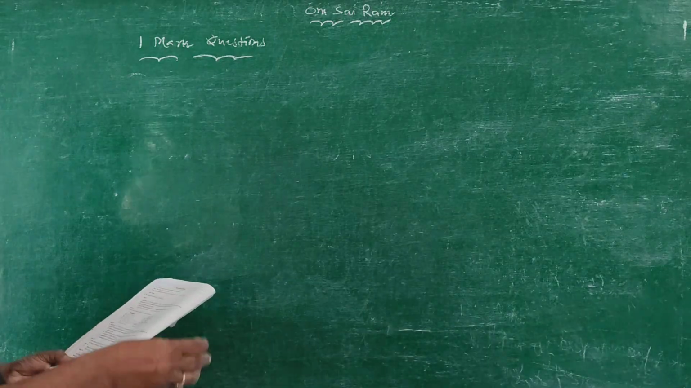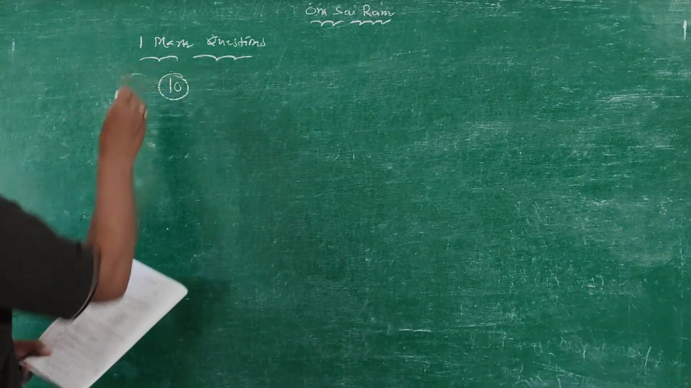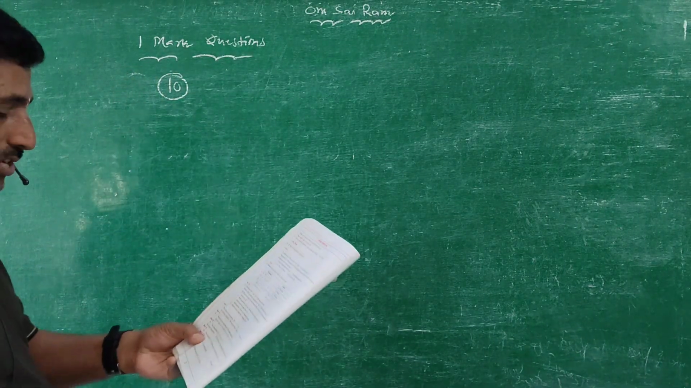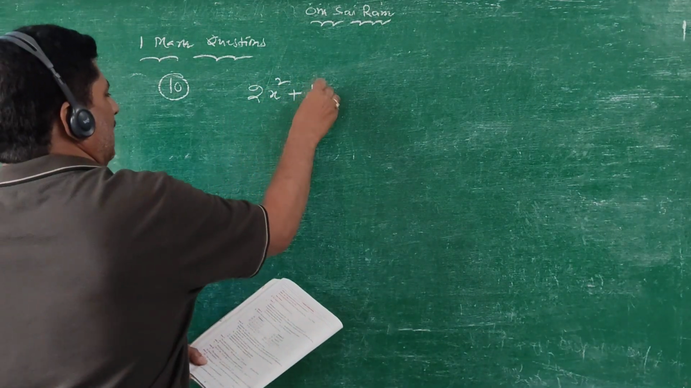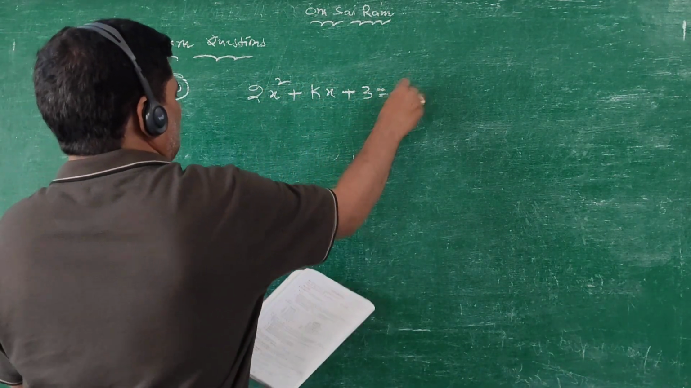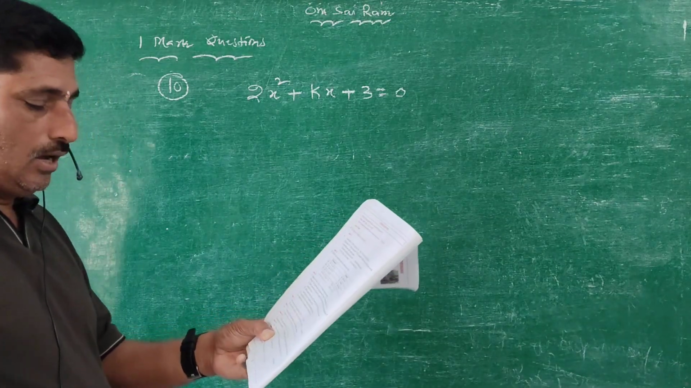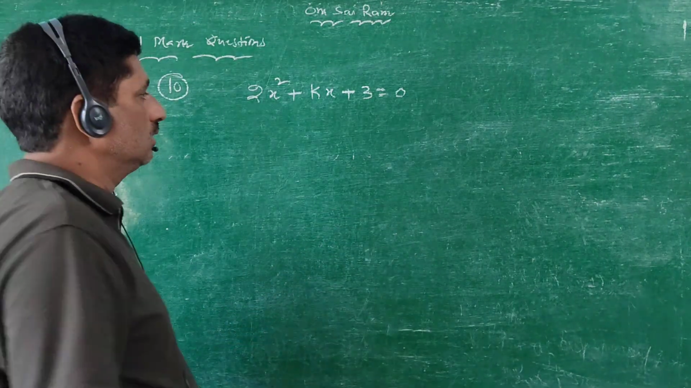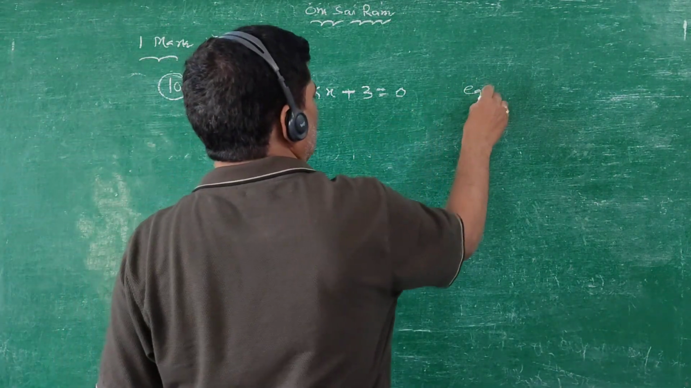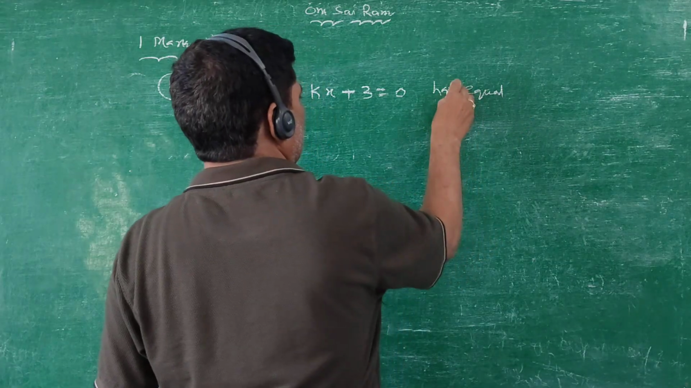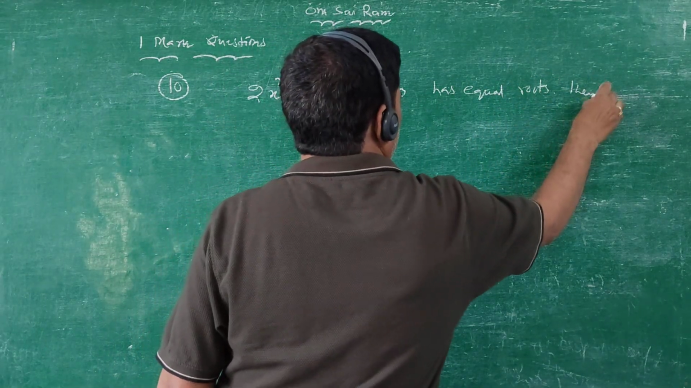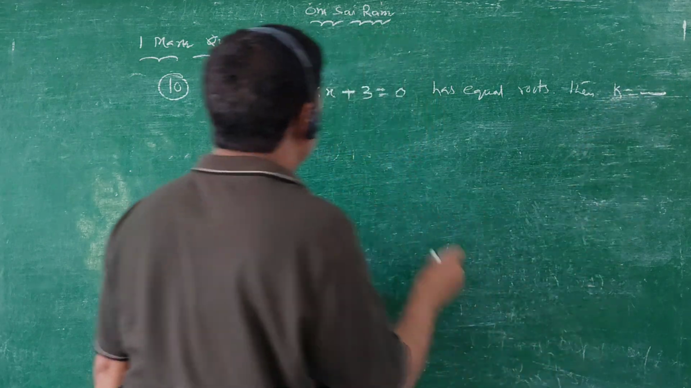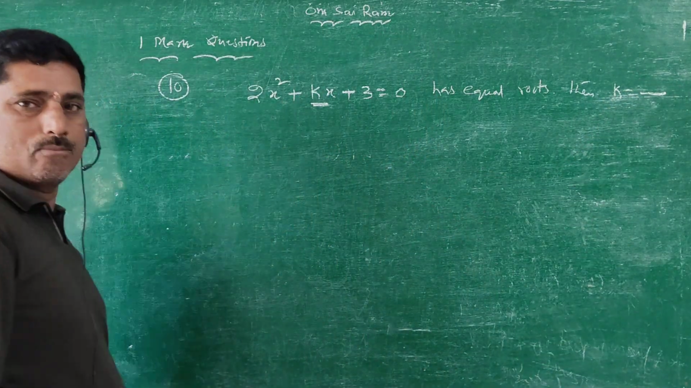What the 10th question is: the equation 2x square plus kx plus 3 equals 0 has two equal roots. Then find the value of k. We have to find that k.